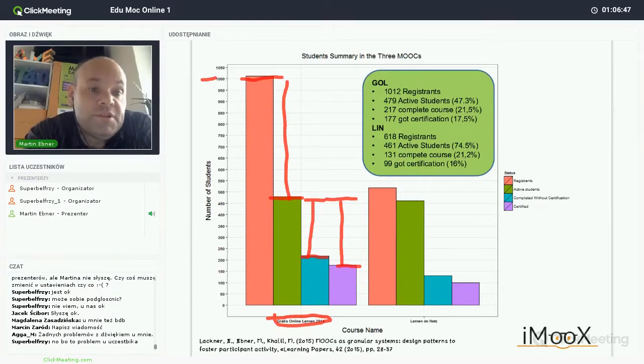And then usually you have a success rate of 40%. We have one MOOC that has a success rate of more than 50%. And that's very interesting, because if you have more than 1,000 people, then a success rate of 500 people is quite high.